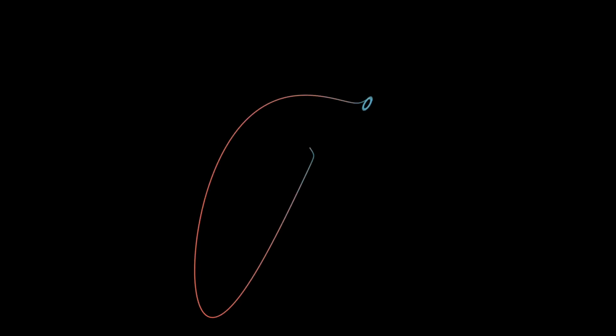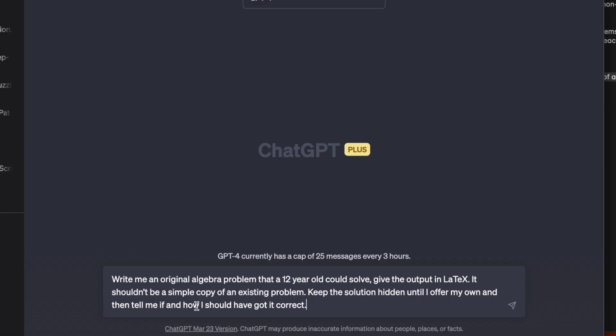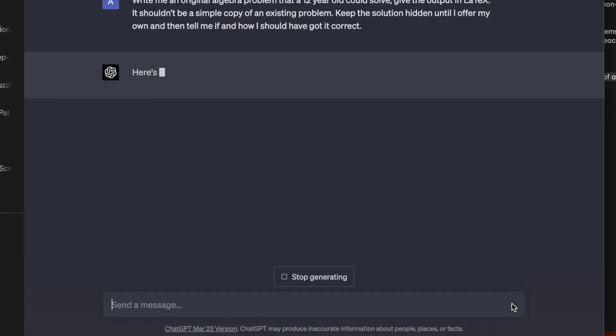So let's go for the very first problem. I've just got a couple of problems for the kind of elementary level, which I think will be quite easy. So the prompt is: write me an original algebra problem that a 12-year-old could solve and give the output in LaTeX. So that's just formatting it properly. It shouldn't be a simple copy of an existing problem. Keep the solution hidden until I offer my own, and then tell me if and how I should have got it correct. So let's have a go, see what it produces.